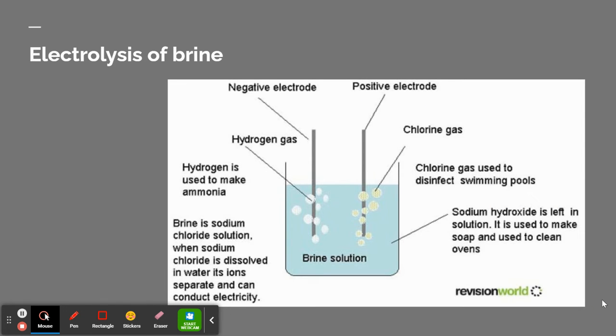Next one is the electrolysis of brine. Brine is a salt solution. It's a sodium chloride solution. That is it. We're dissolving table salt into water. It conducts electricity. So we've got all of these different things happening. Read through them.